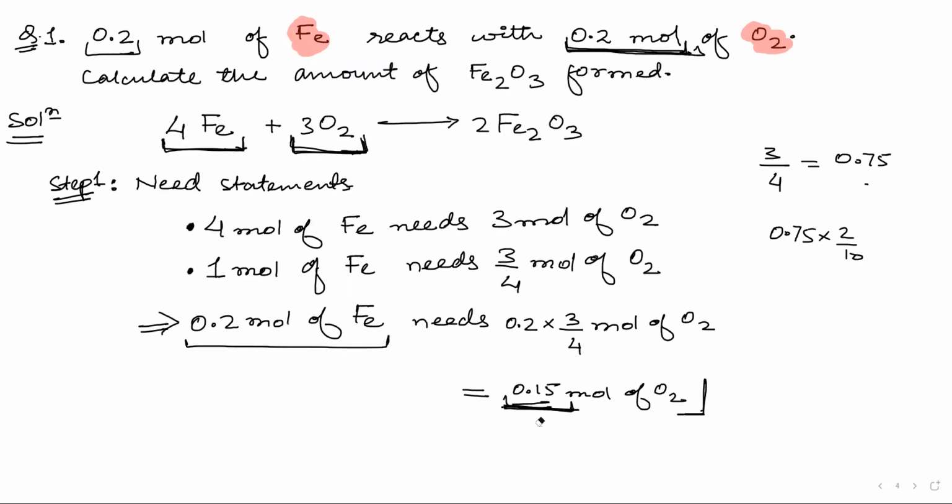Now again, look at here. You needed 0.15, but you have 0.2 moles of oxygen. That means you have more than what is needed, correct? Yes, sir. So you'll write this: O2 is more than needed. Now you tell me, can O2 get consumed totally? No, sir. Fe will get consumed. Abhinav, Muhammad, Nida, everyone? If O2 is more than needed, yes sir.